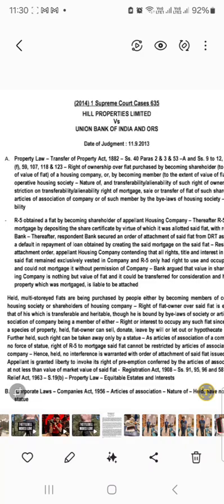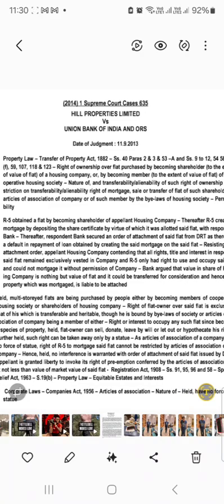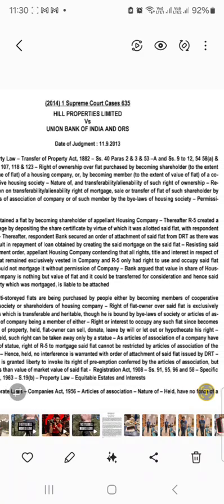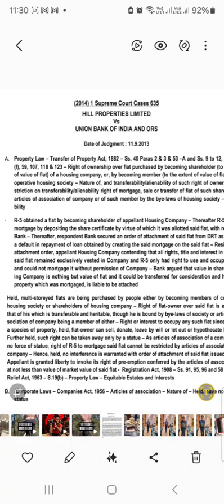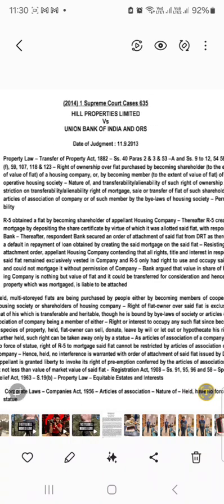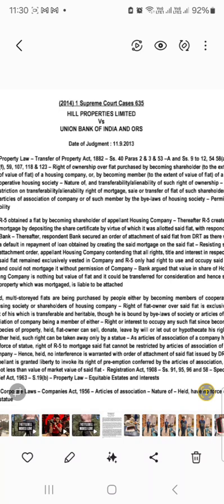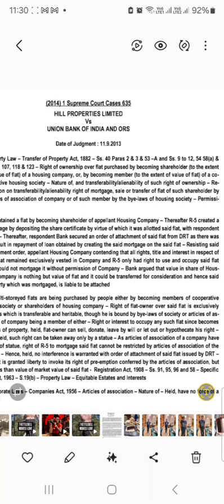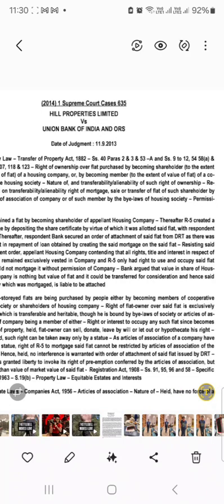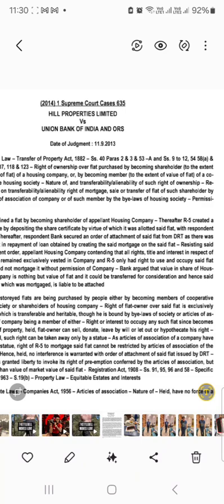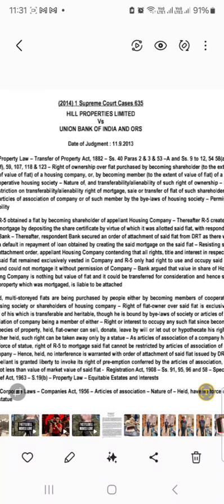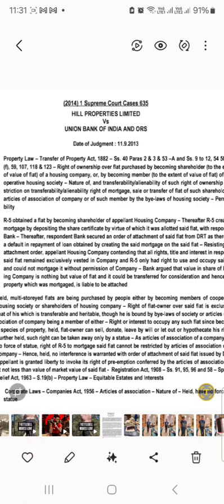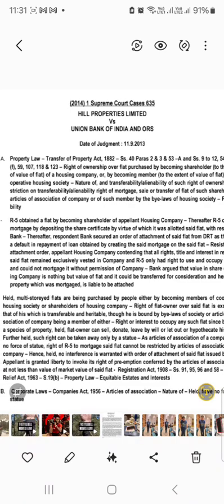The appellant was granted liberty to invoke its right of preemption conferred by the articles of association, but at not less than the market value of the said flat. The judgment also deals with Sections 91, 95, 96 and 58 of the Registration Act and Section 19(b) of the Specific Relief Act.